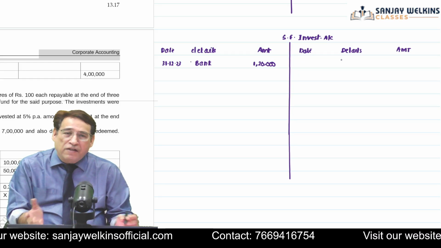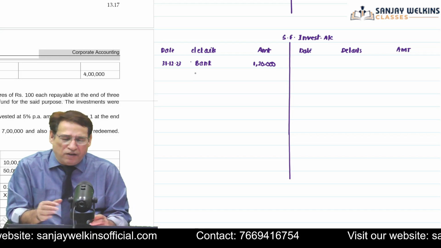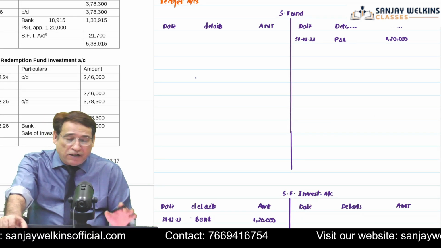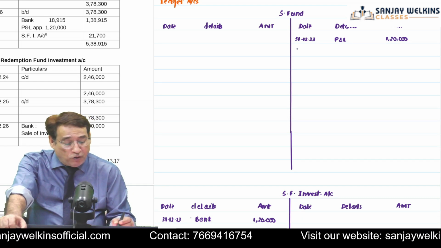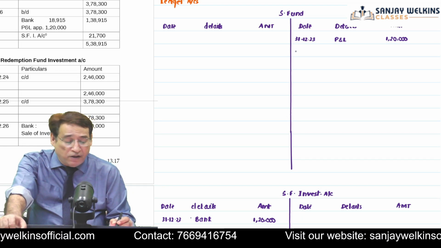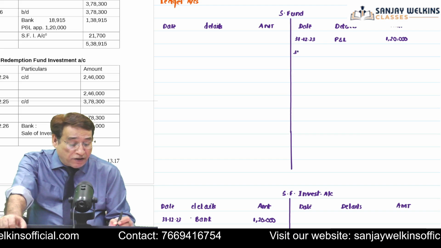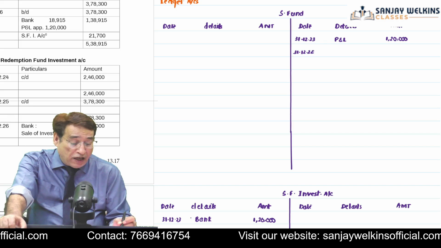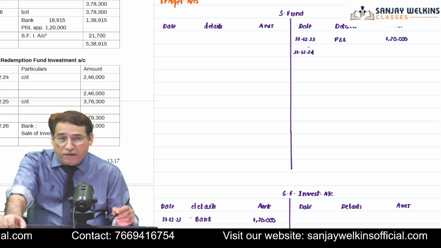Although you can balance if you want, but there is no point. It will unnecessarily waste your time. So only 2 entries are needed at the end of the first year. Now you immediately move over to the next year. Here, first of all, you write 31st of 12/2024. Now we have reached the end of the second year.